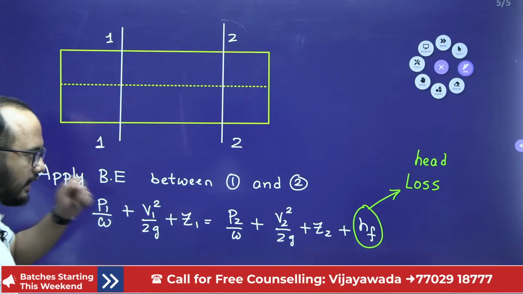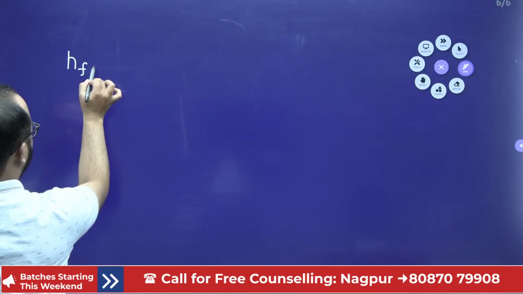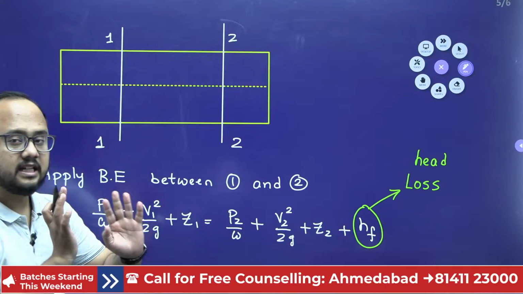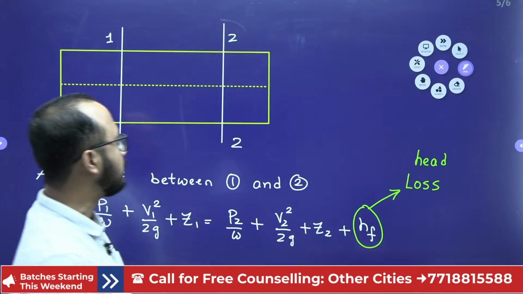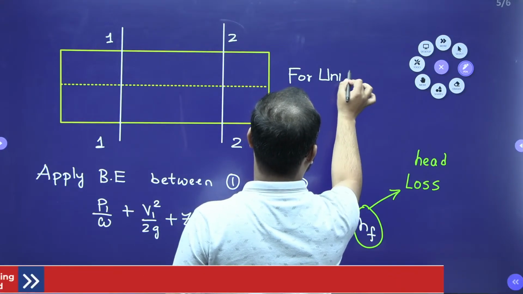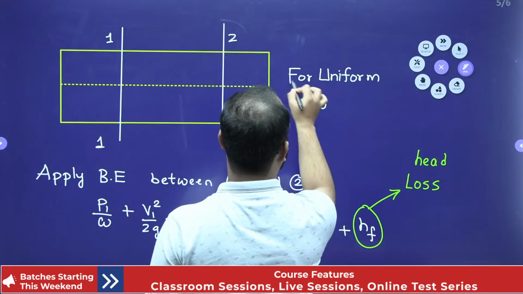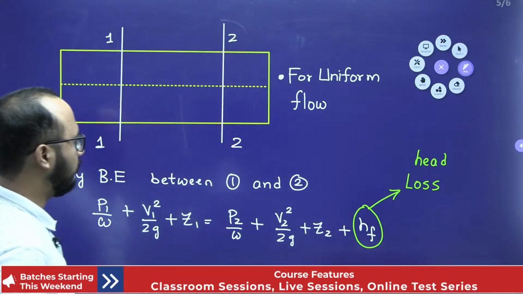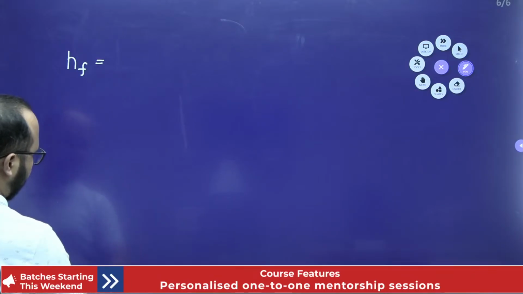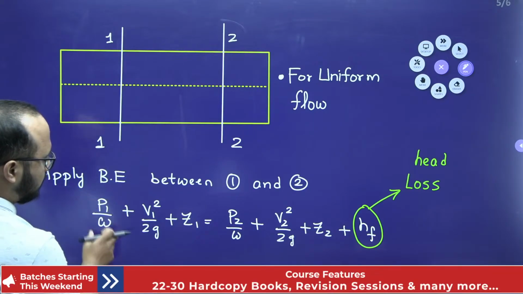Now I will calculate what the HF value is here. If I just rearrange the values, as the velocity is the same, because I am assuming uniform flow, for uniform flow this velocity term will get cancelled out. So which terms will be there? Pressure head plus datum head.